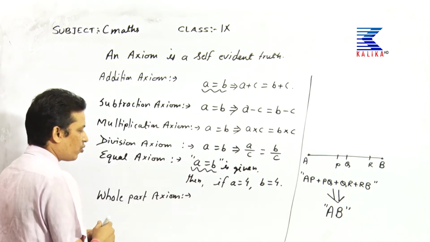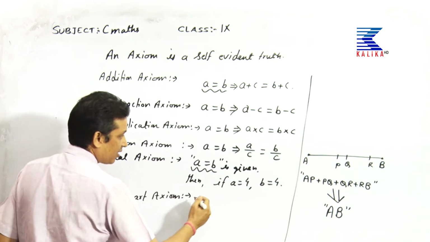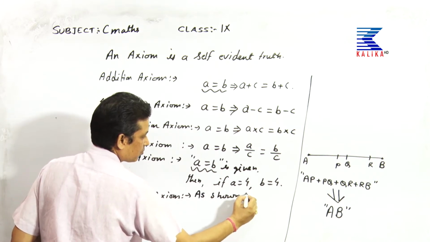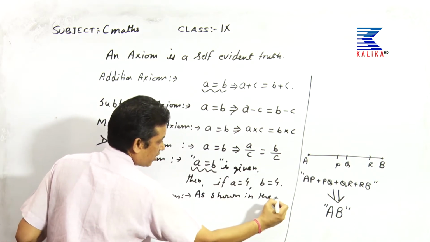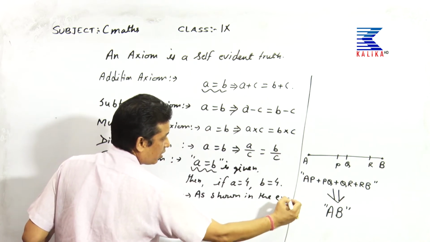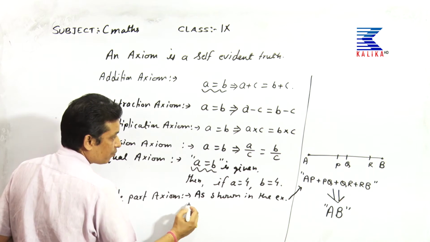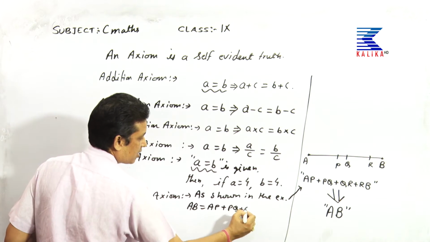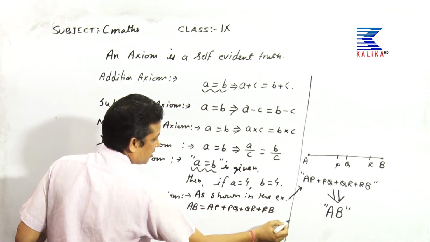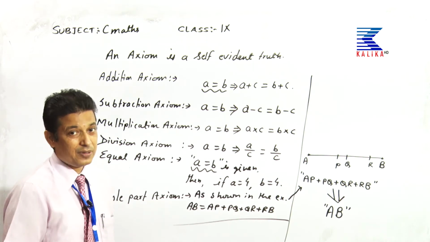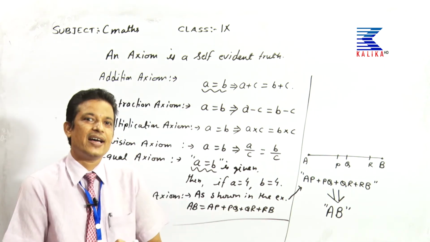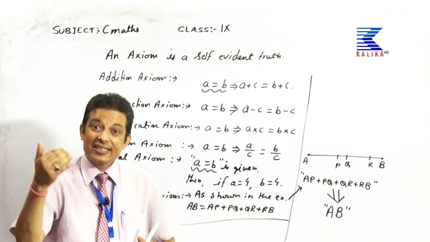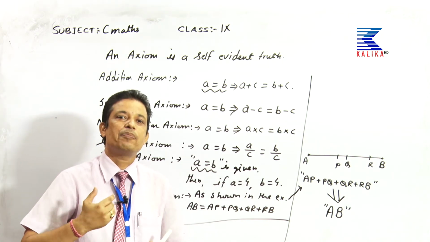To remember, you can remember whole part axiom as shown in the figure. As shown in the example I have written, dear student, I hope you understood. AB is equal to AP plus PQ plus QR plus RB. This is known as whole part axiom, or in other way you can remember this axiom as: sum of all parts makes the whole. This axiom is known as whole part axiom.